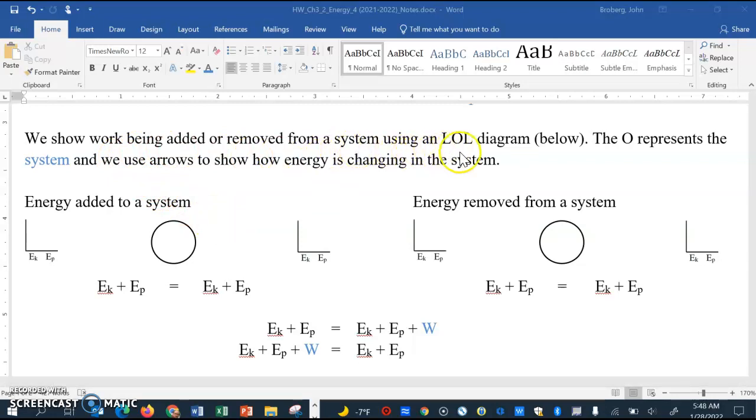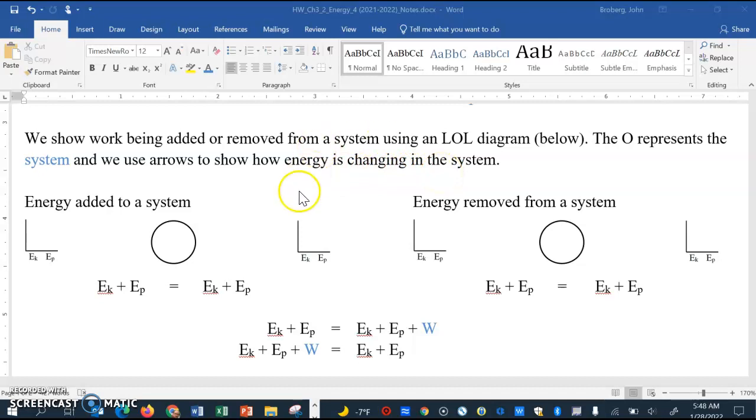So when we represent that, we show work being added or removed to a system by using an LOL diagram. The LOL diagrams really just stand for the L-shaped diagrams for the graphs that we've been doing. And then the O represents the system. And we use arrows to show how energy is changing in the system.